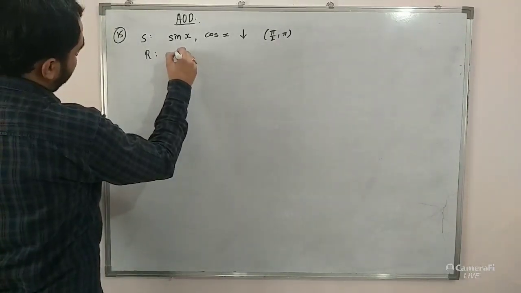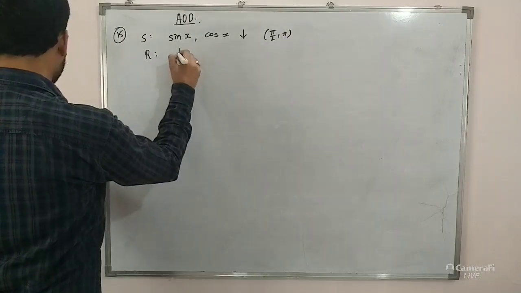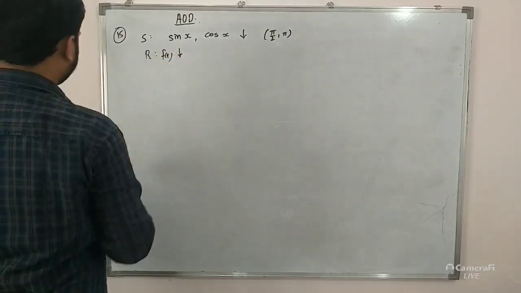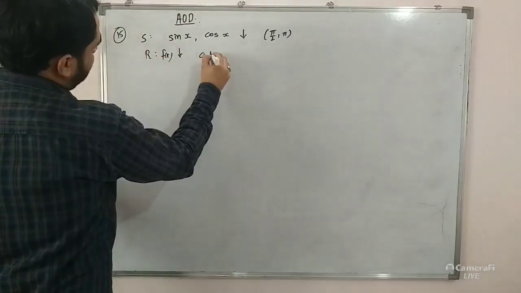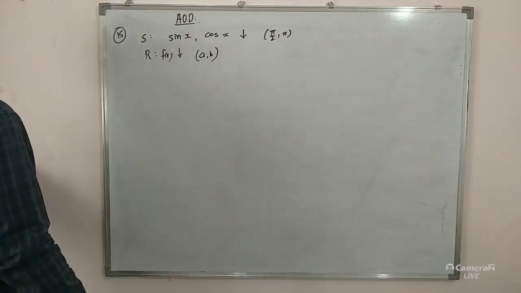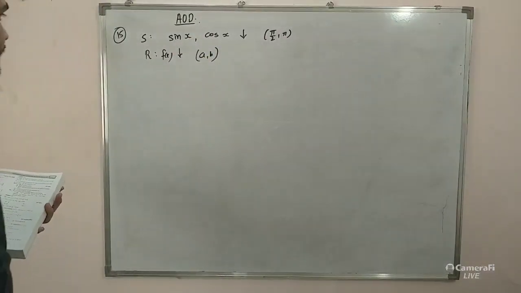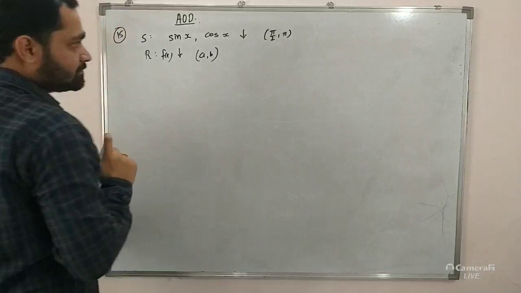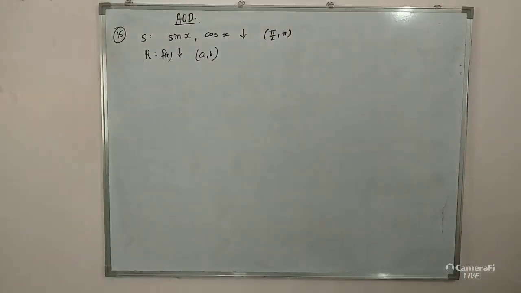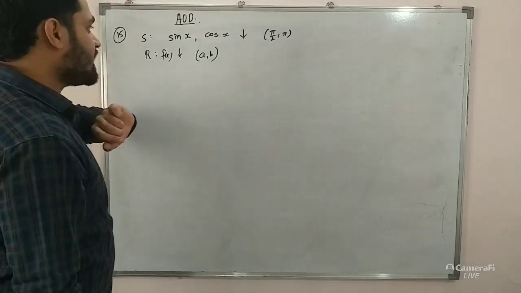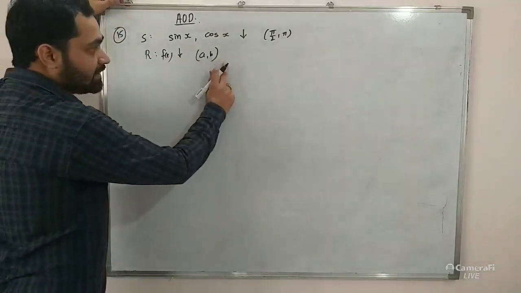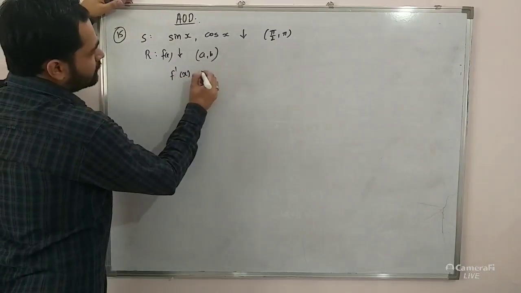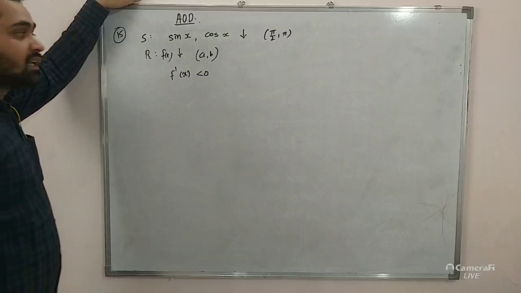if a differentiable function is decreasing in the interval a to b, then its derivative also decreases. Now understand this statement 2 carefully. f of x is decreasing in a to b, as given. If f of x is decreasing in a to b, then f dash of x is less than 0.